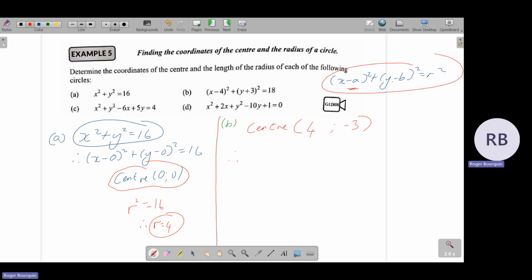Lola, what's the radius going to be? Okay, so the radius is going to be root 80, which is root 9 times root 5, which is 3 root 5.